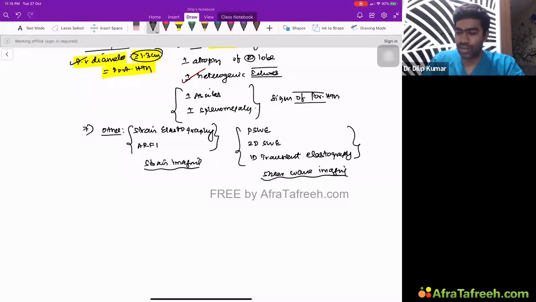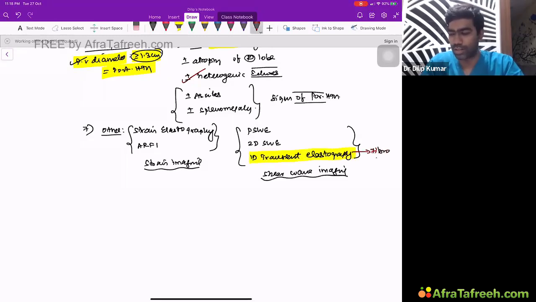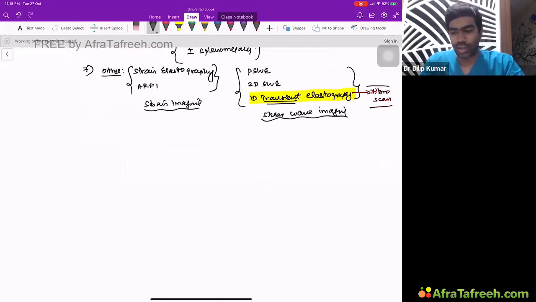But even though I told you so many different modalities, the most commonly used in India right now is the one-dimensional transient elastography, also referred to as FibroScan, which is commonly available in so many centers right now. That's what we refer to as one-dimensional transient elastography, or FibroScan, which is a type of shear wave imaging.